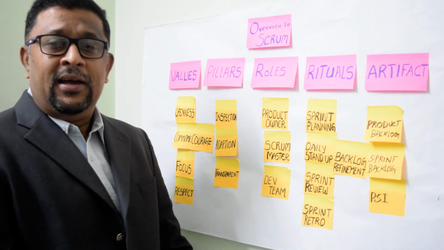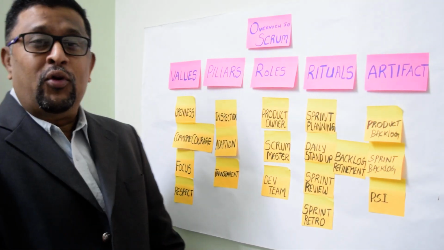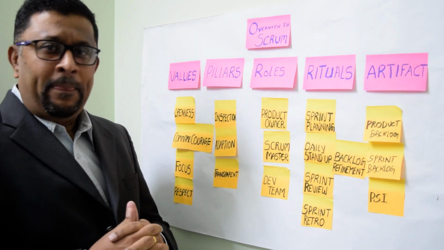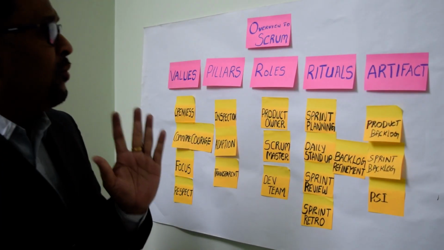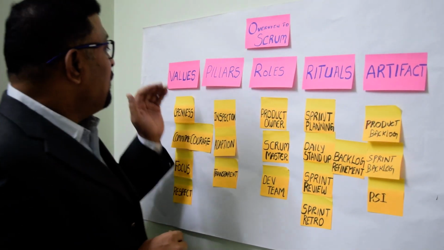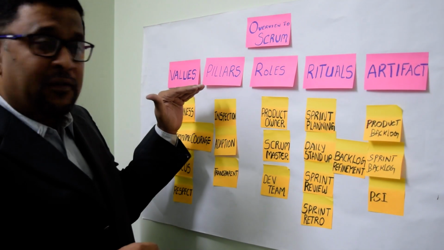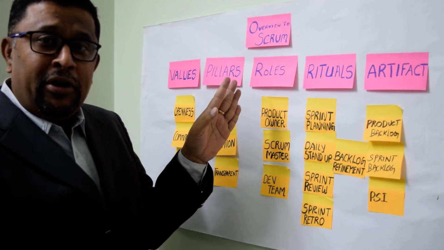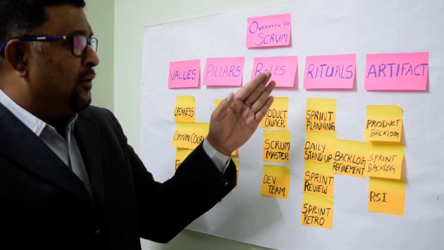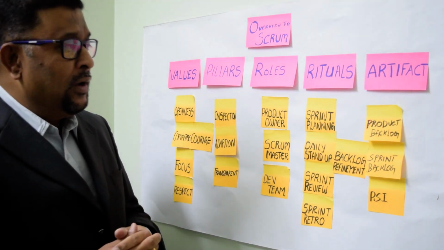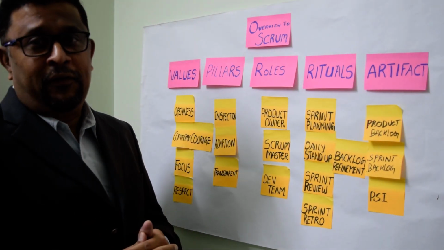My name is Venkat, and today I am going to give a very short overview of Scrum methodology. We are going to talk about 5 important areas. We will understand the values of Scrum, the pillars of Scrum, the important roles in Scrum, various rituals or ceremonies one has to follow, and finally the artifacts.